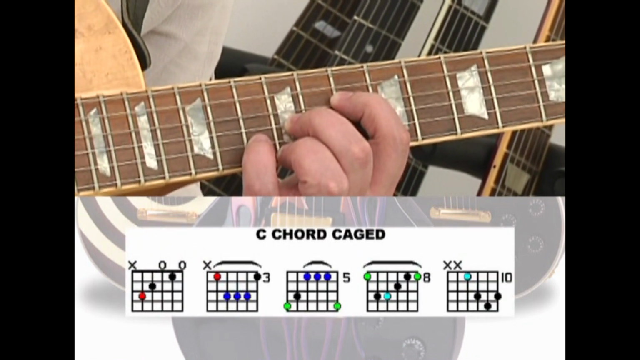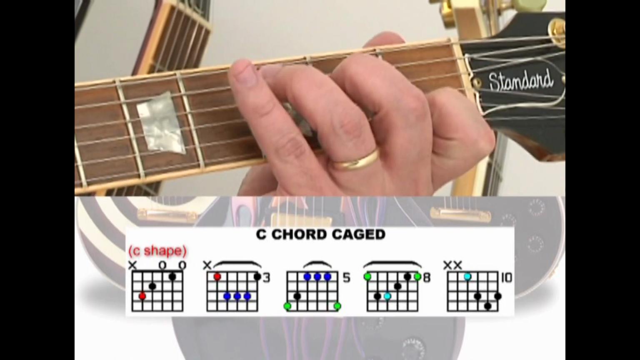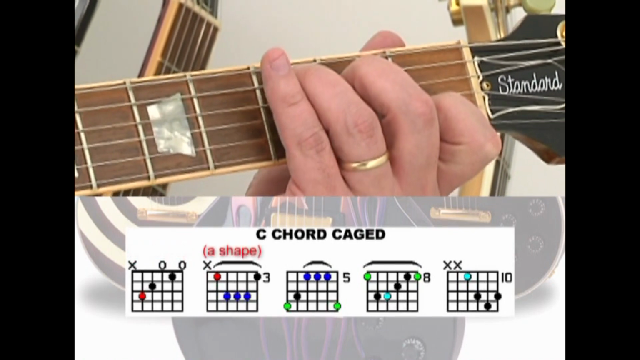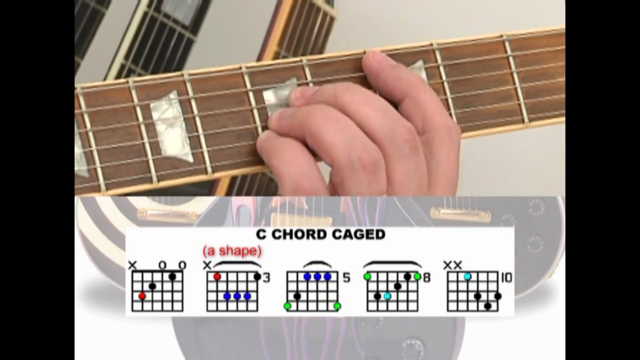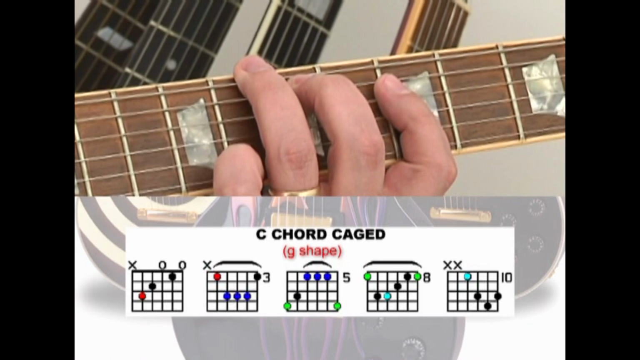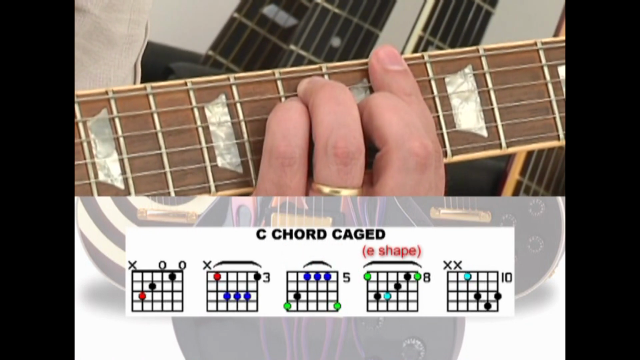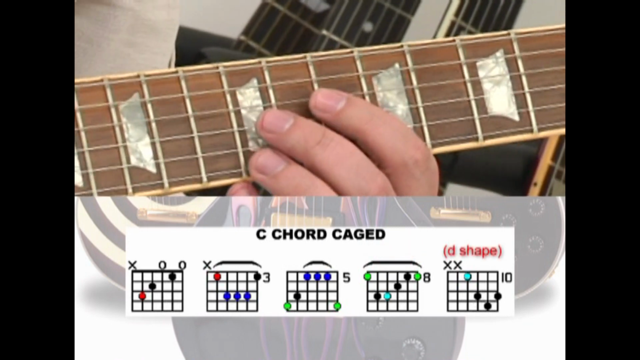And that's how we CAGED the C chord. C in its open C chord shape, C in the A chord shape, C in the G chord shape, C in the E chord shape, C in the D chord shape.